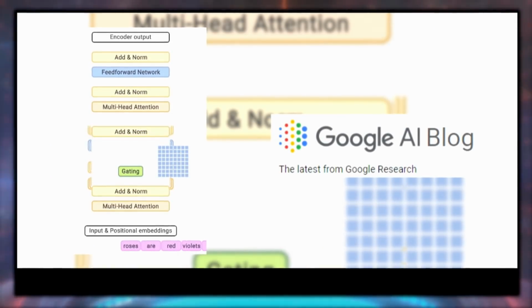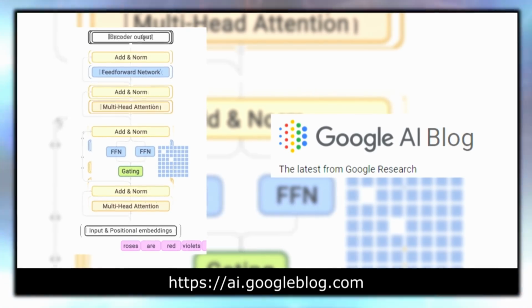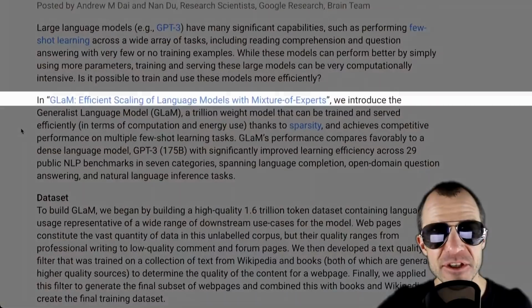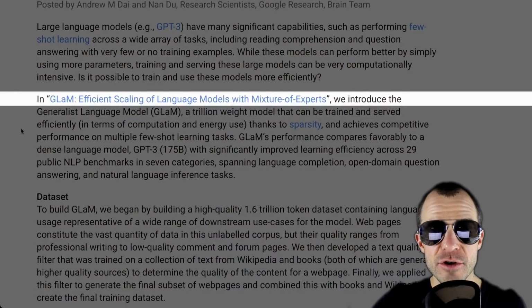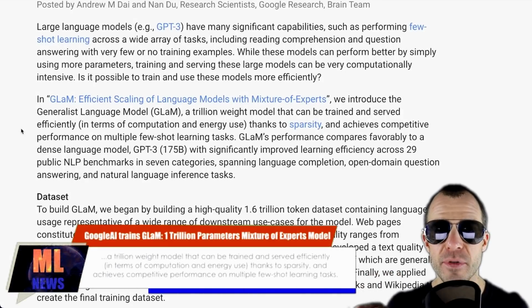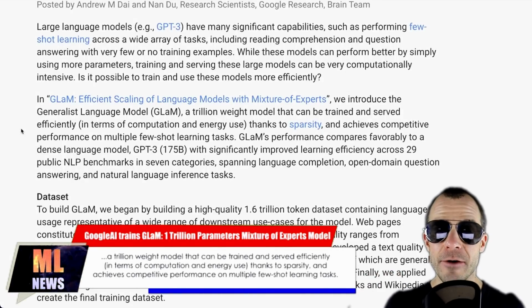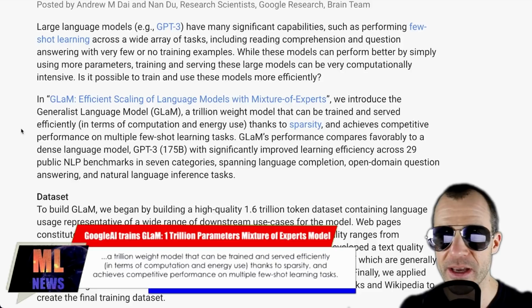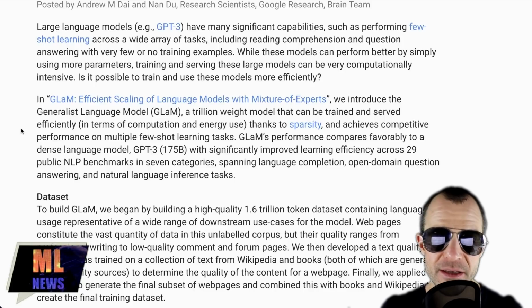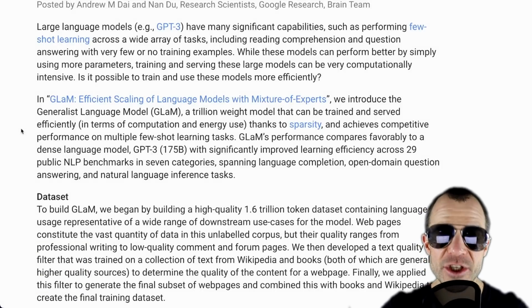Google AI publishes a blog post called More Efficient In-Context Learning with GLaM. This goes along with a paper called GLaM: Efficient Scaling of Language Models with Mixture of Experts. This is a model that is over 1 trillion parameters in size. Now, this is a sparse model, so it is not directly comparable to the 175 billion parameters of GPT-3, which is a dense model.